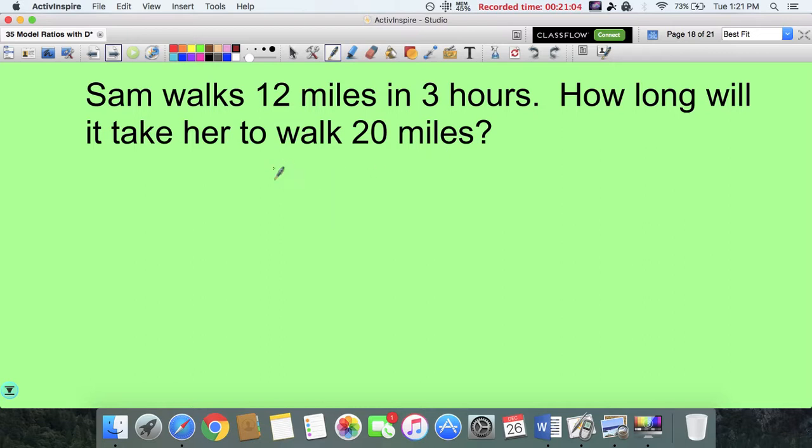Sam walks 12 miles in 3 hours. So this one, it's not a part. I wouldn't call it part, part, total. What do I get when I add 12 miles? If I did this part, part, total, and this was miles, and this was hours, and this was total, right? And I write 12 miles, 3 hours. What do I add here? 12 plus 3 gives you 15, but I'm adding miles and hours. You can't really add those two, and I don't even know what you would call it when you add miles and hours together.